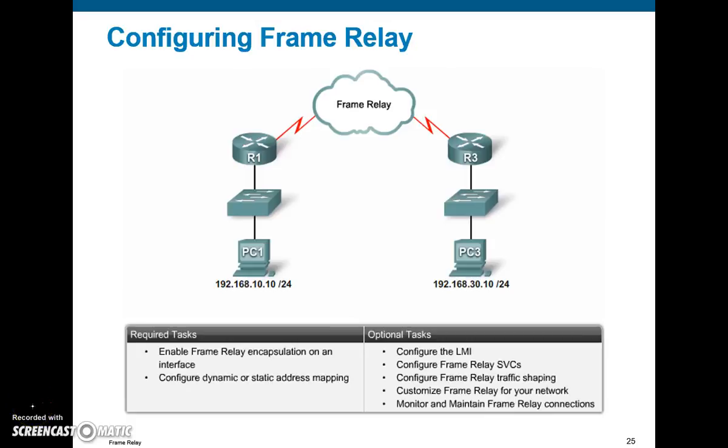Next, let's talk about configuring frame relay. To configure frame relay, first you must enable frame relay encapsulation on your serial interface. Then you need to do the address mapping. In the lab, you'll try both static and dynamic mapping.